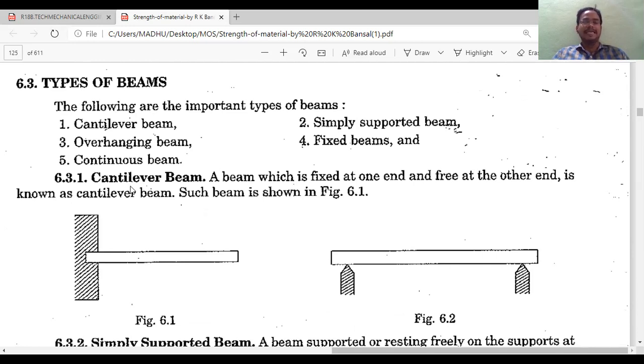Coming to the cantilever beam, a beam which is fixed at one end and free at the other end is known as a cantilever beam. Such a beam is shown in figure 6.1. See, this beam is made up of some structure. In the case of buildings, it is made up of concrete and metallic members, all joined together with some material, and you get a beam.